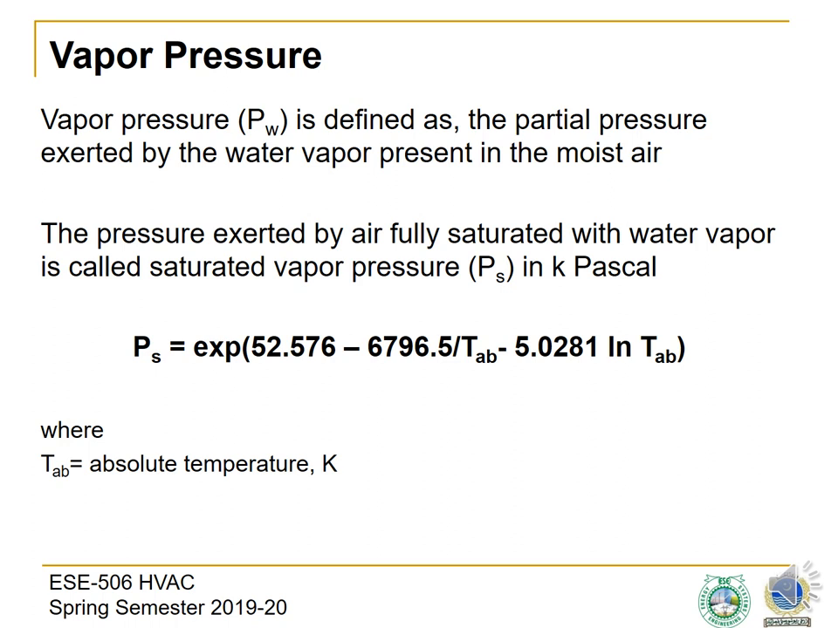Vapor pressure is defined as the partial pressure exerted by water vapor present in the moist air. The pressure exerted by fully saturated air with water vapor is called saturated vapor pressure, and its unit is Pascal or kilopascal.